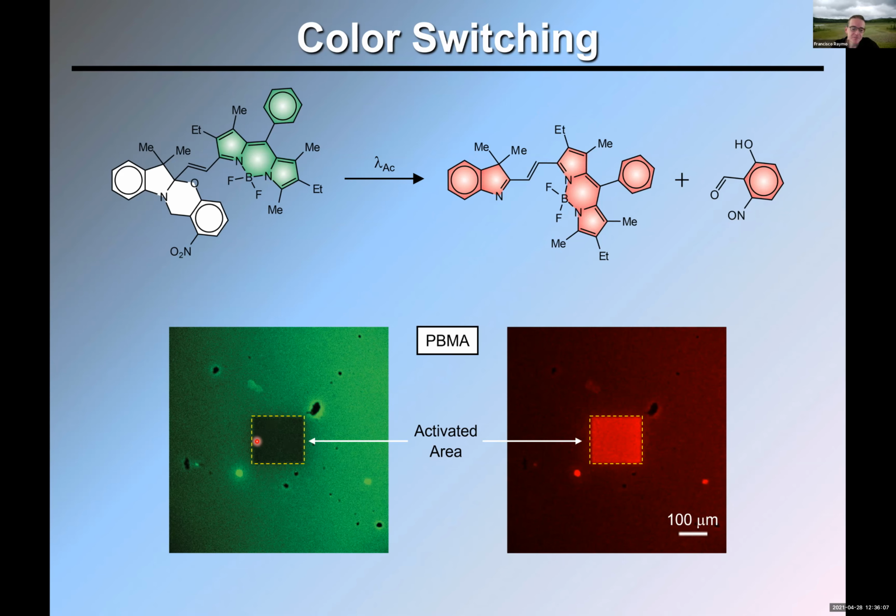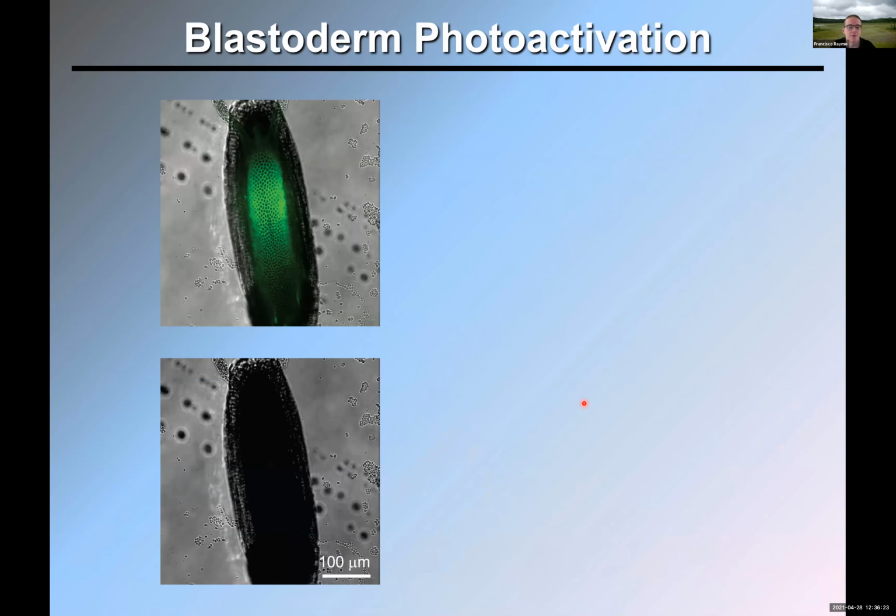So here, the photochemical reaction is happening in this square only. So only in here, green is converted into red, and you can see that the green color disappears and the red shows up. So we can take advantage of these changes in color to monitor diffusion. So here we are looking at an embryo. It's a Drosophila embryo. It's a live embryo injected with the molecule in the initial state.